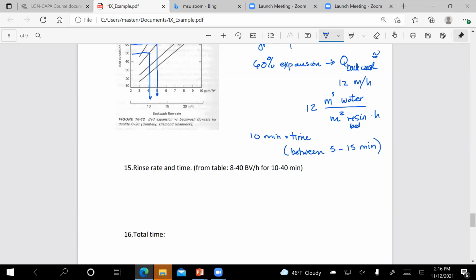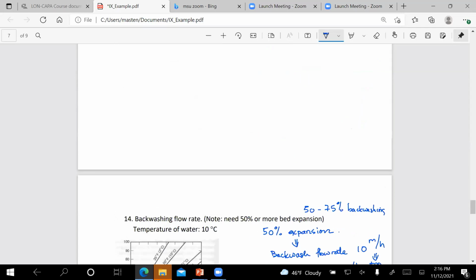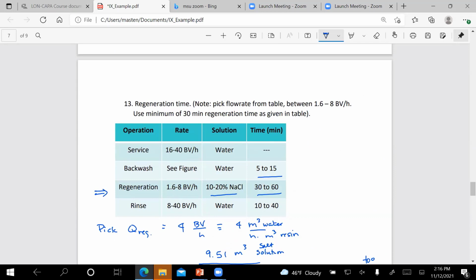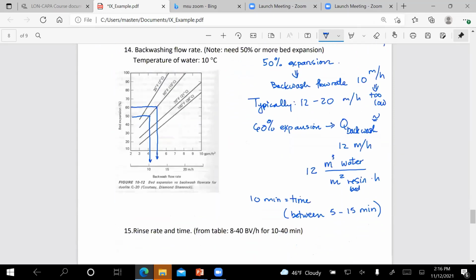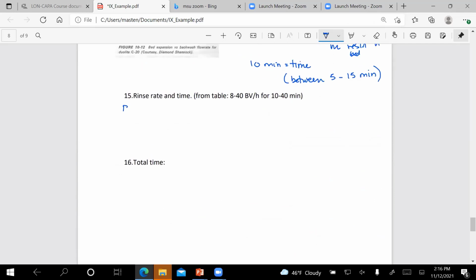Lastly, we need to rinse the resin bed. This is to ensure that we don't have residual salts or any residual particulates in the bed. And again, let's look back at the table. For the rinse, we're looking at a rate of 8 to 40 bed volumes per hour and a time between 10 and 40 minutes. So let's pick a value in the middle of that range. We'll pick 24 bed volumes per hour, and we'll use 25 minutes. So we're just picking roughly in the middle.